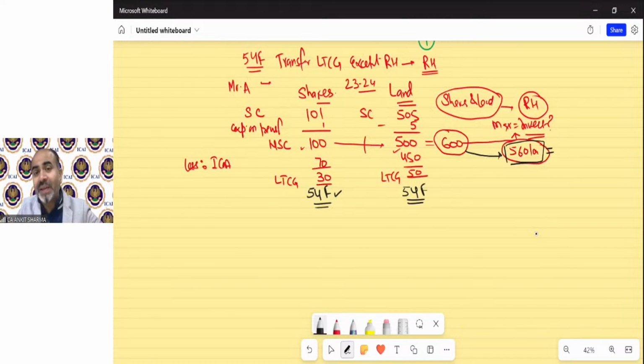They both can claim the exemption. And there would not have been any problem to claim the exemption if that proportionate formula was not in the picture.